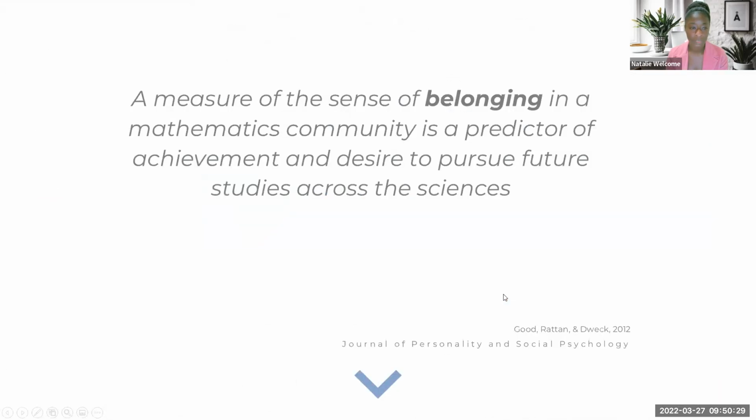And let's look at the background. I'd like you to think about this statement from the Journal of Personality and Sociology, a study. The measure of the sense of belonging in a mathematics community is a predictor of achievement and desire to pursue future studies across the sciences. And I think we all can appreciate our interest in predicting achievement.